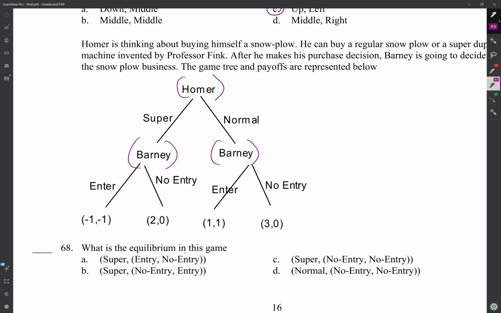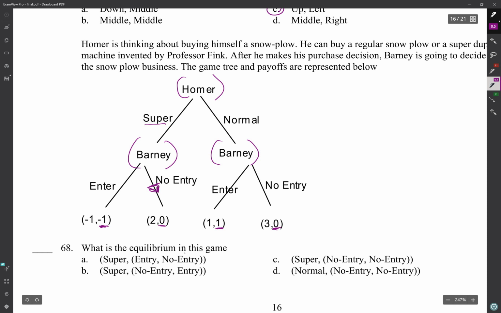So the last person to move is Barney, and Barney's got 2 different nodes. It doesn't matter which one we start at. We just have to do both of them. So let's see what Barney does. Barney's player 2, which means these second numbers are going to refer to Barney's moves, the payoffs for Barney's moves. So if Barney does not enter, he gets a payoff of 0 if Homer chooses super. But if he does enter, then he gets a payoff of -1. Well, 0 is better than -1, so we're not going to enter.